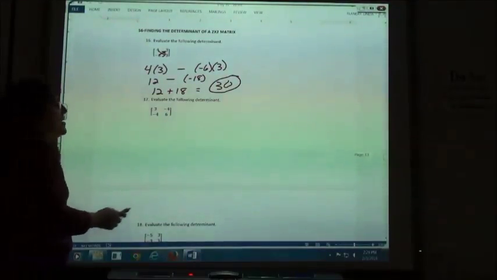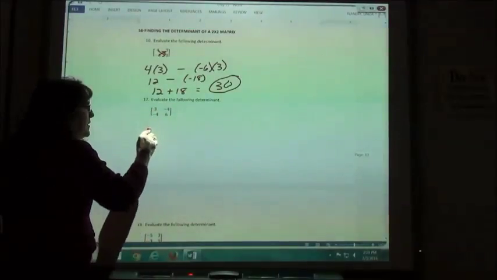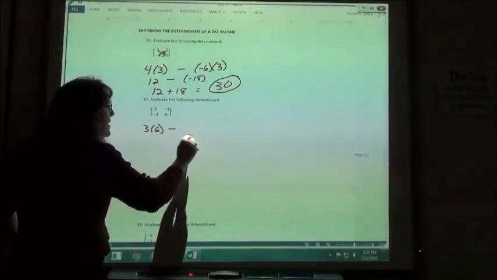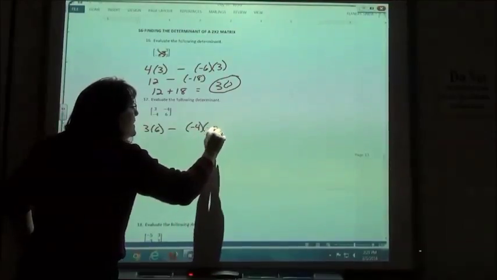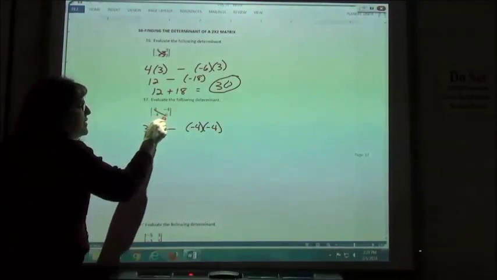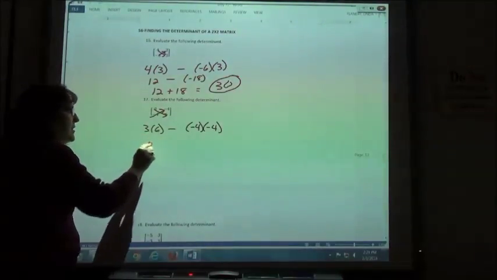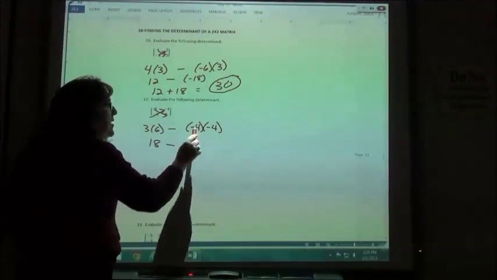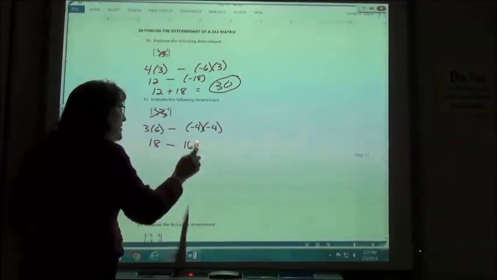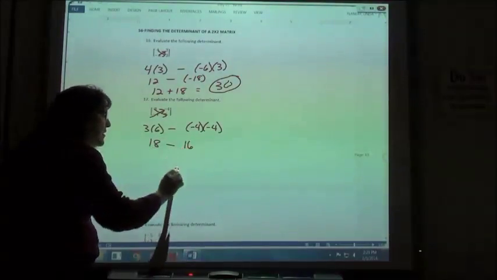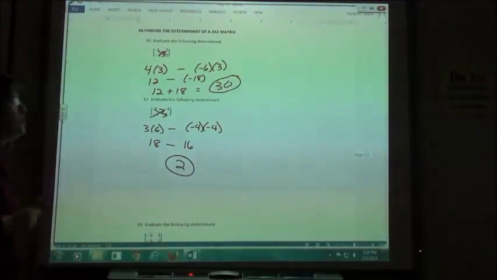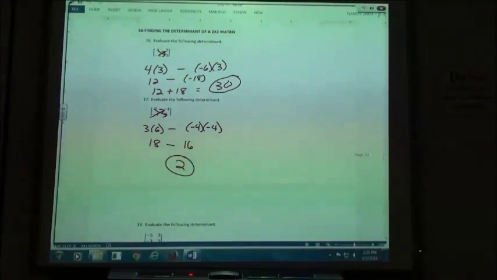So on 17, 3 times 6 minus negative 4 times negative 4. So the 3 times the 6, then the negative 4 times the negative 4. 3 times 6 is 18 minus negative 4 times negative 4 is a positive 16. 18 minus 16 is 2. So 2 is the value of my determinant.